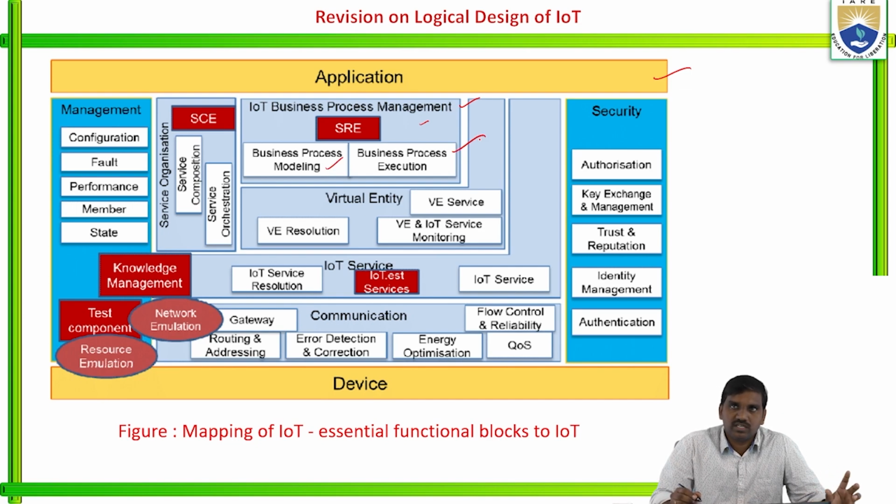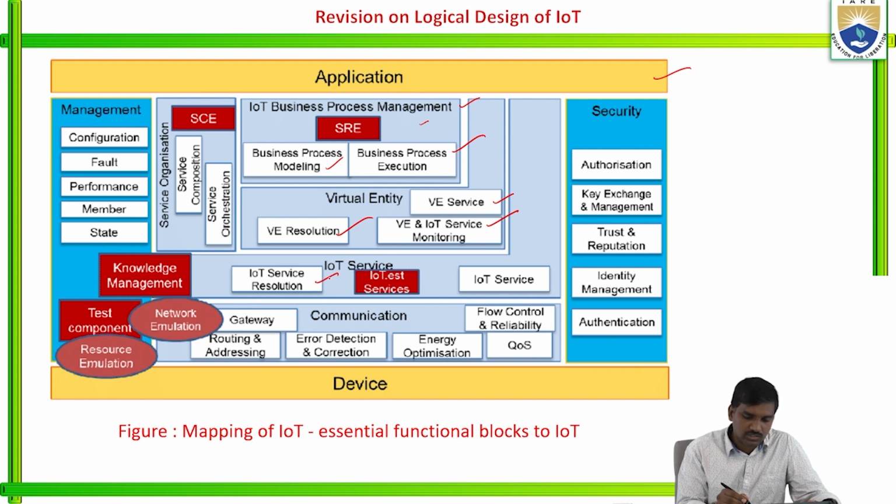So first, we can choose the modeling. Then for the execution, that comes under IoT business process management and virtual entity. In virtual entity service, we have virtual entity resolution and IoT service monitoring. So this is the virtual entity and IoT service. IoT service provides resolution of IoT tasks to services. This is the IoT service.